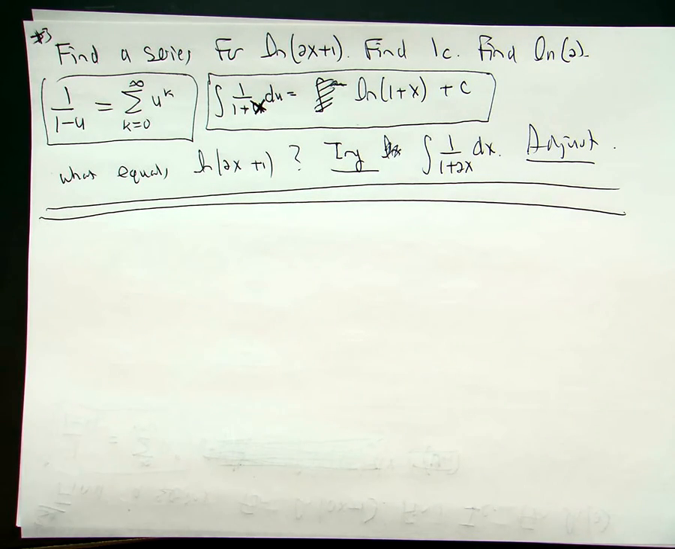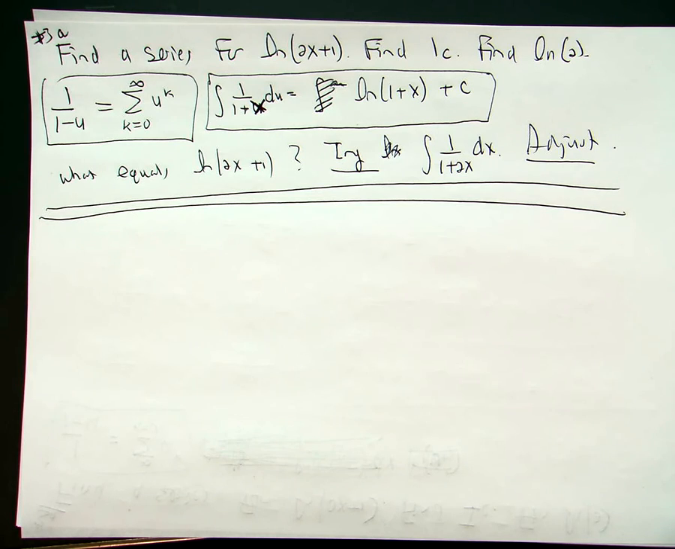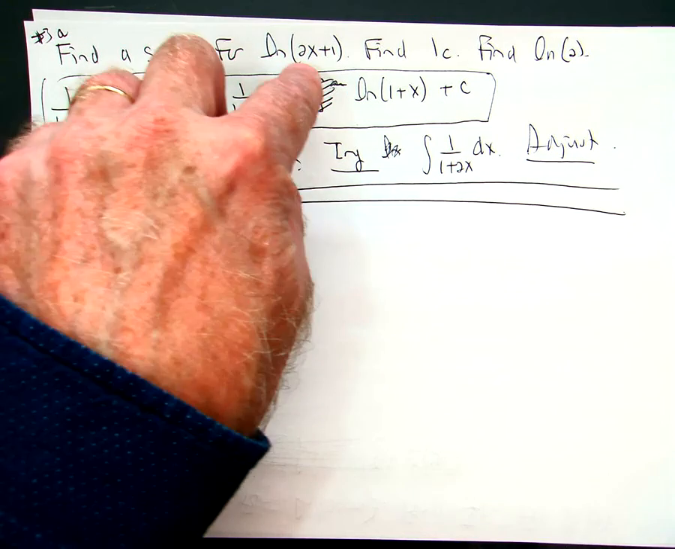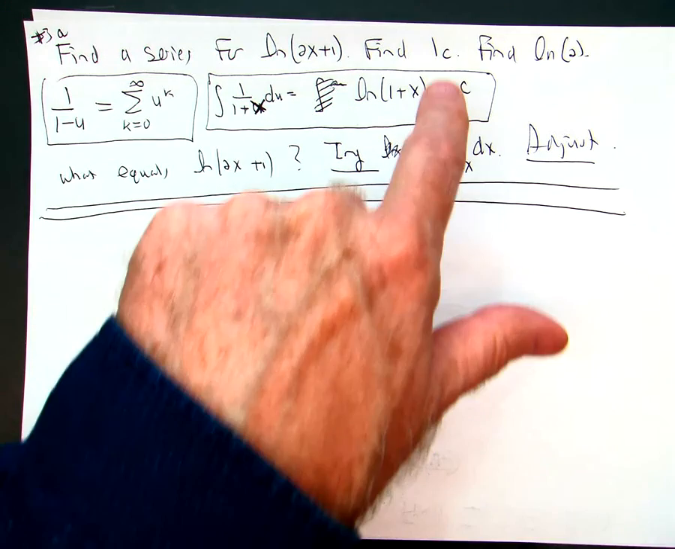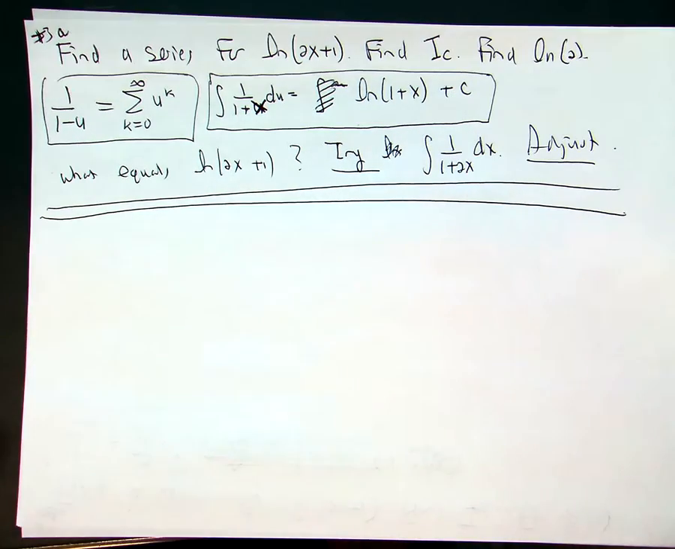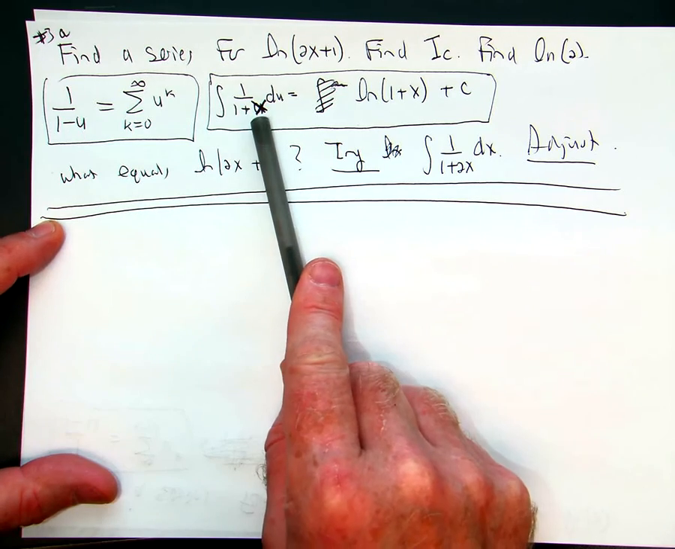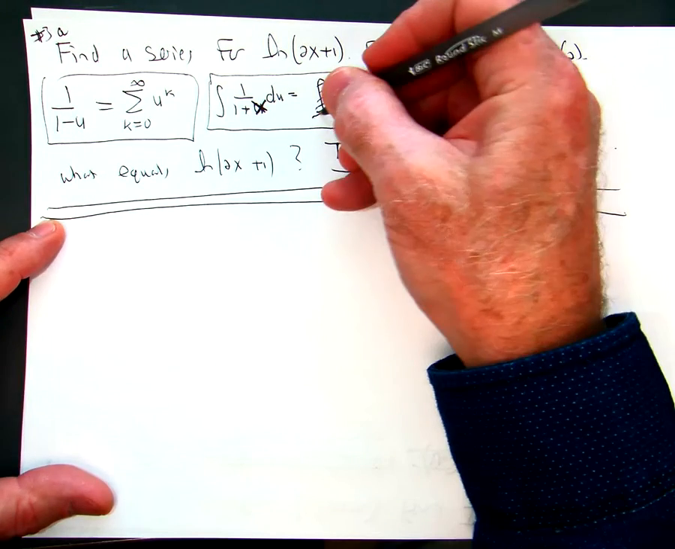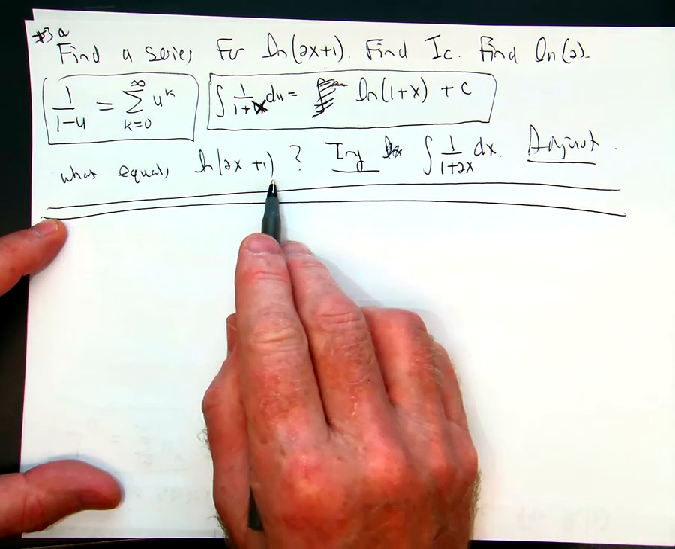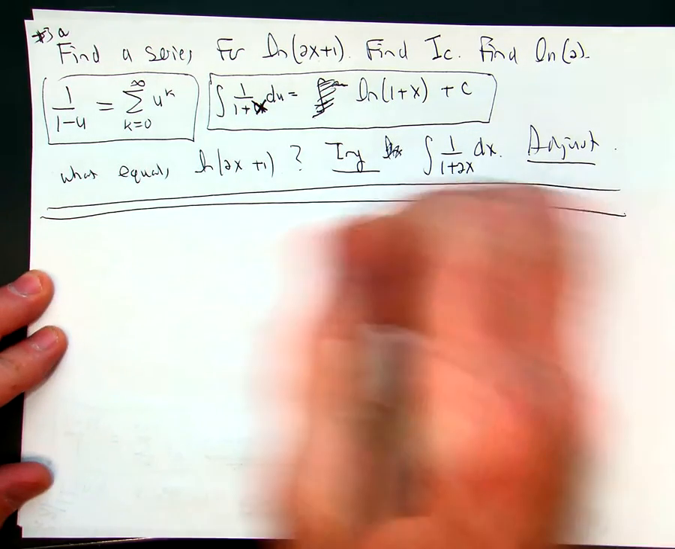This is problem number 3A from the exam, and it said find a series for the log of 2x plus 1, find the interval of convergence, and then find a series expression for log 2. So the key ideas I'm going to use are this and this, which we've seen before. So the question is, what equals this? Well, I'm going to try that, so we'll see what happens, and I'm going to adjust if I need be.